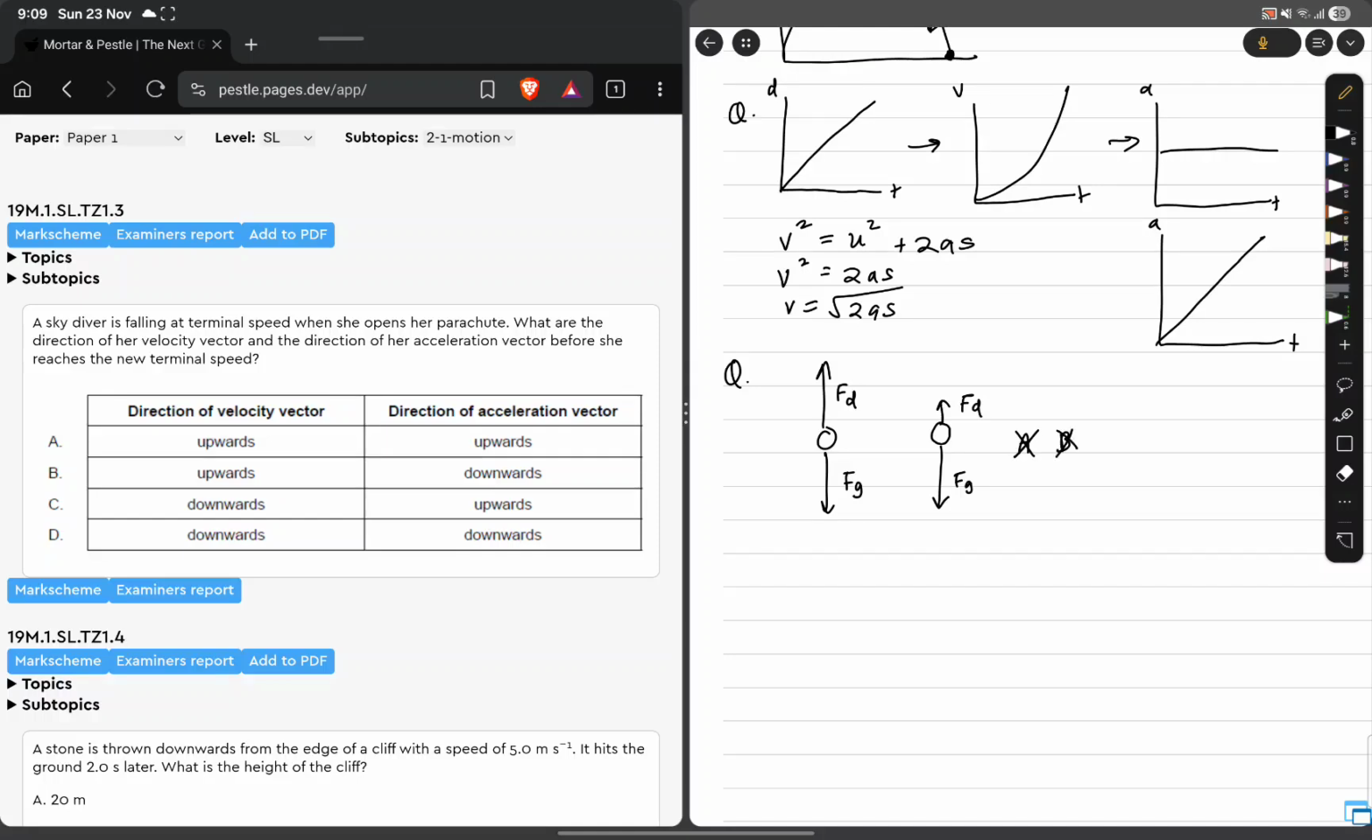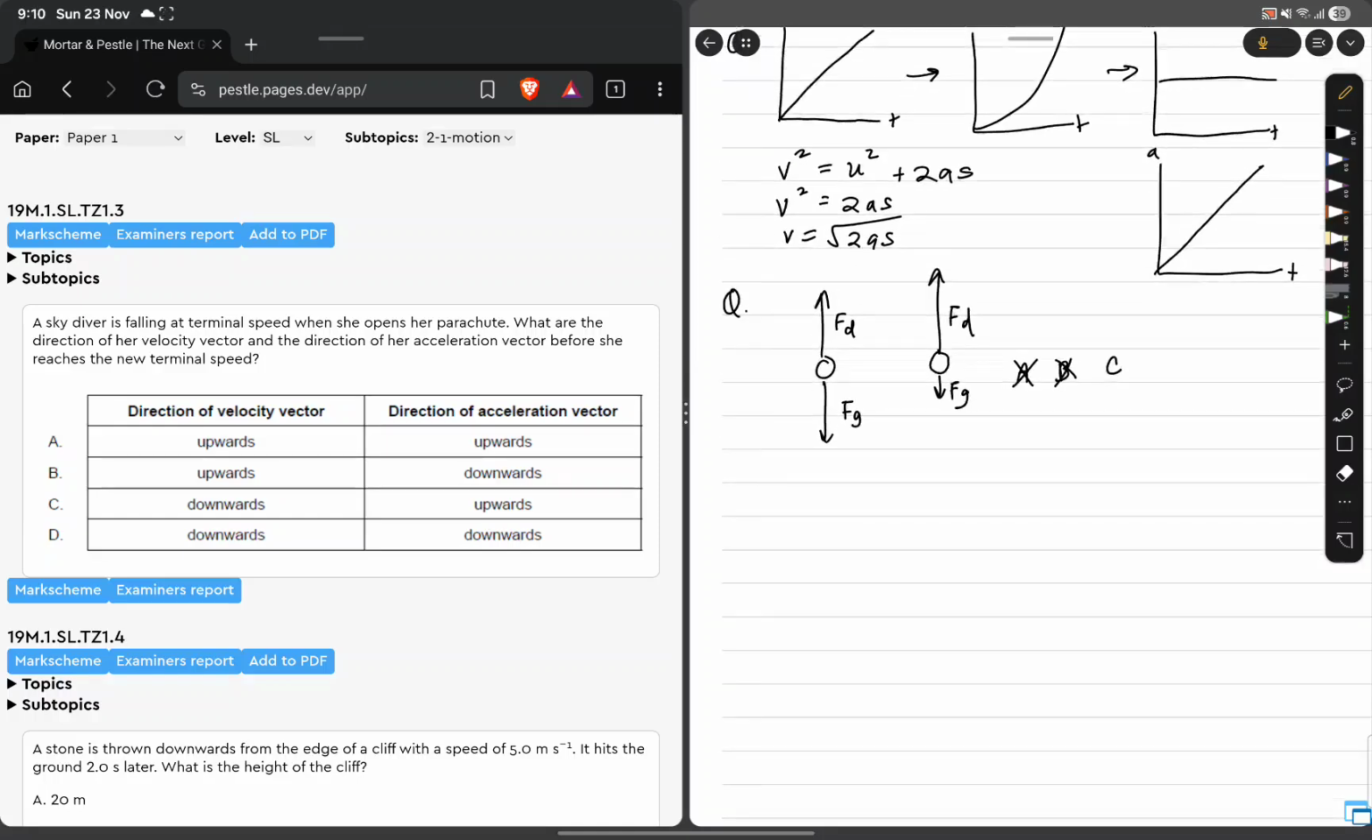So there's the acceleration vector. Oh no, I made a mistake. Sorry, I flipped it. The magnitude. When she opens up her parachute, the drag force is going to be greater than the force of gravity, so she's going to move up a little. That's why her acceleration is going to be up. So it's going to be C.